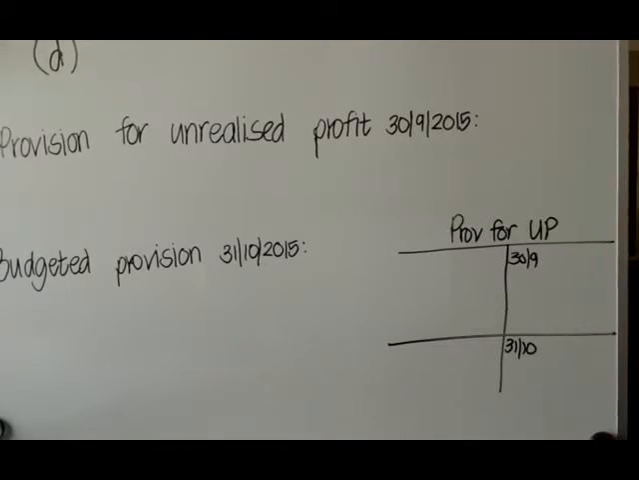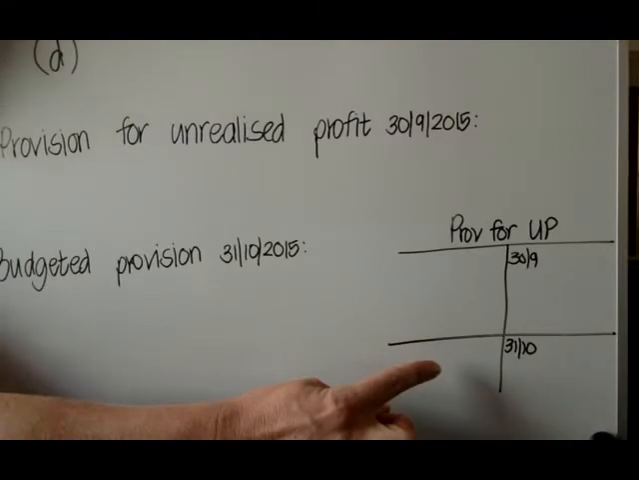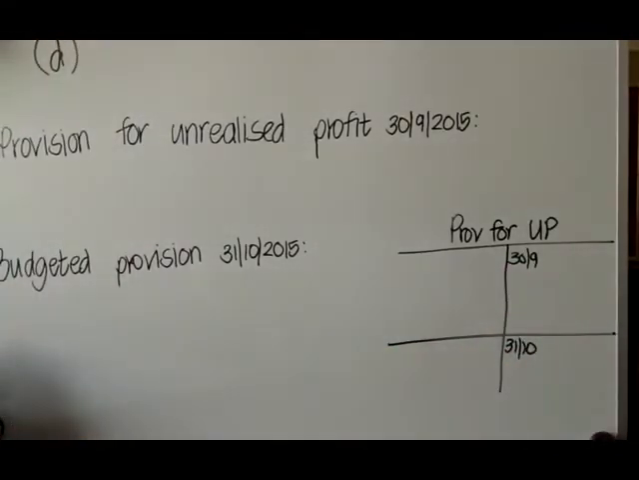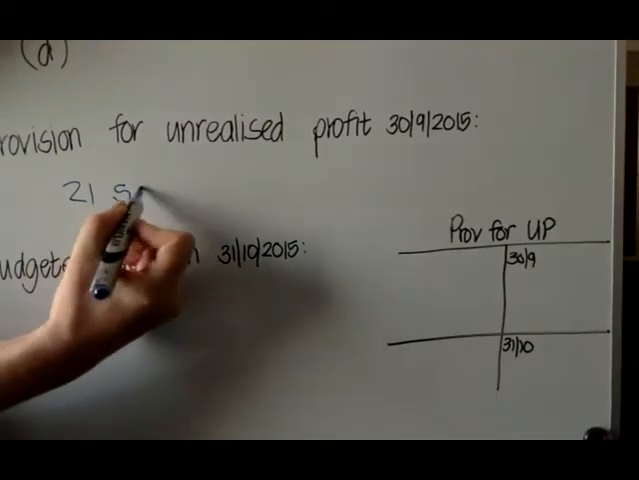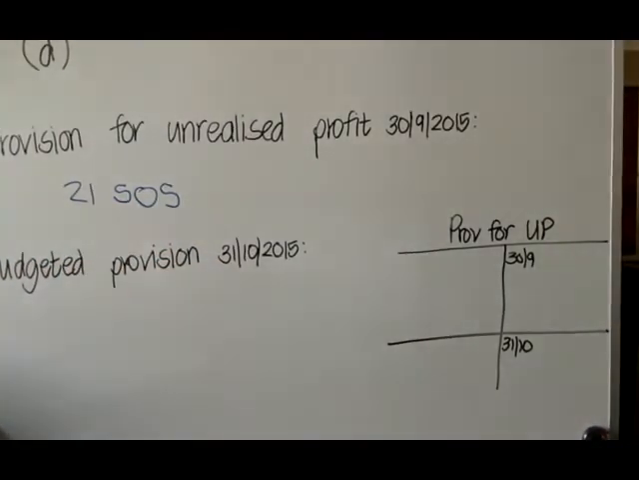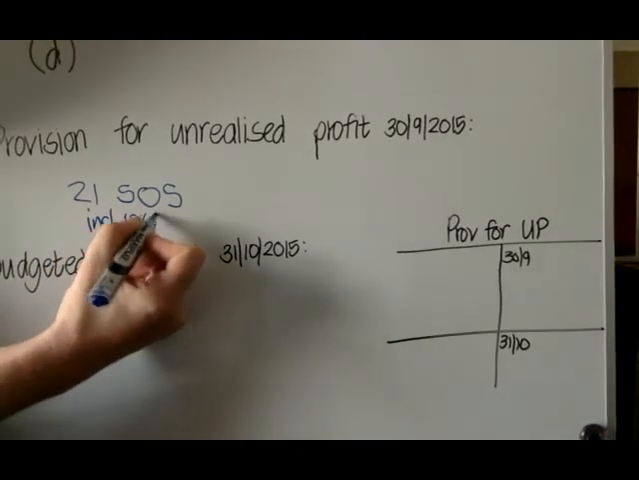In order to do that, the easiest thing is to draw up a T account for provision for unrealized profit over here. And in order to get my balances at each point, I'm going to show you the calculations. Hopefully, as you get confident, you will be able to do the calculations in your head very easily. The first thing is to work out what my provision would have been at the end of the current financial year. We know that the stock on hand was valued at 21505. But keep in mind that that is a value that includes the markup. So it includes my 15% manufacturing profit.